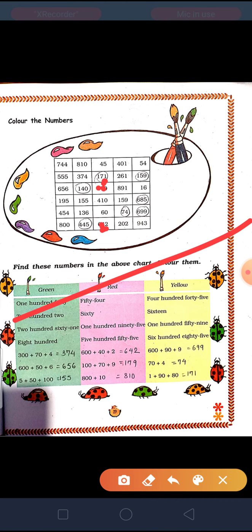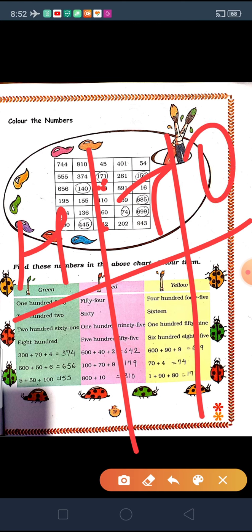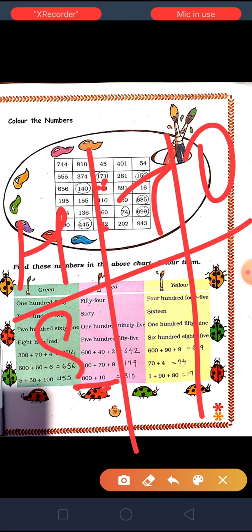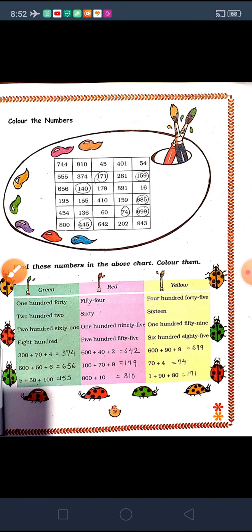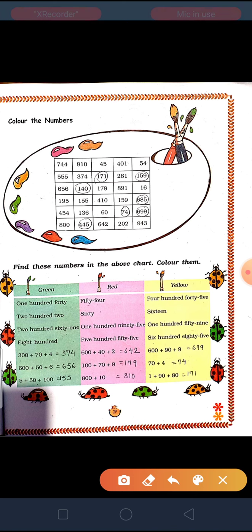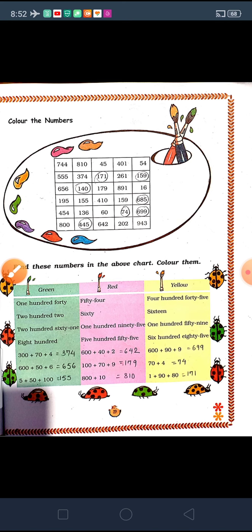Now here it is given H, T, O. So it is 800 plus 10. 800 means on the hundreds place 8 will come, and 1 will come on the tens place. There is nothing in the ones place, so you will write 0. So the number will be 810. So color that in red. So here we completed our red boxes.